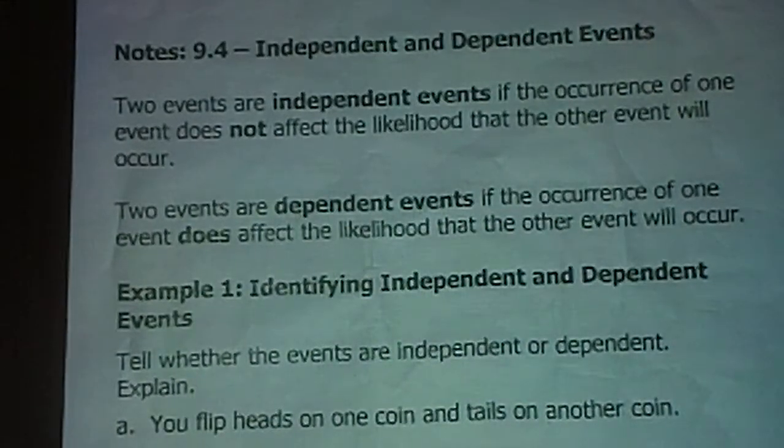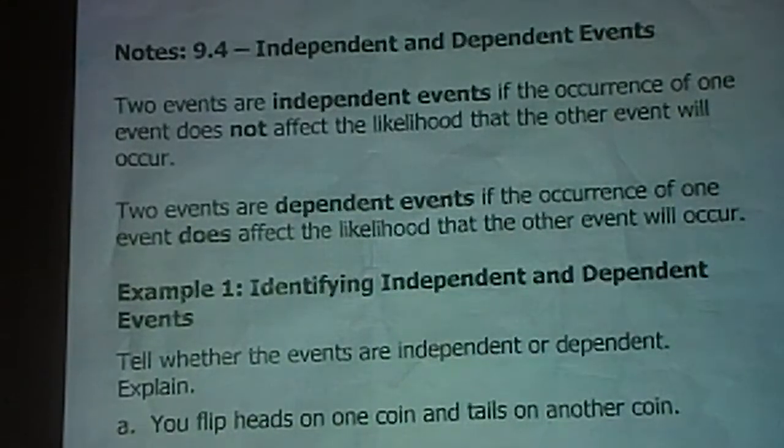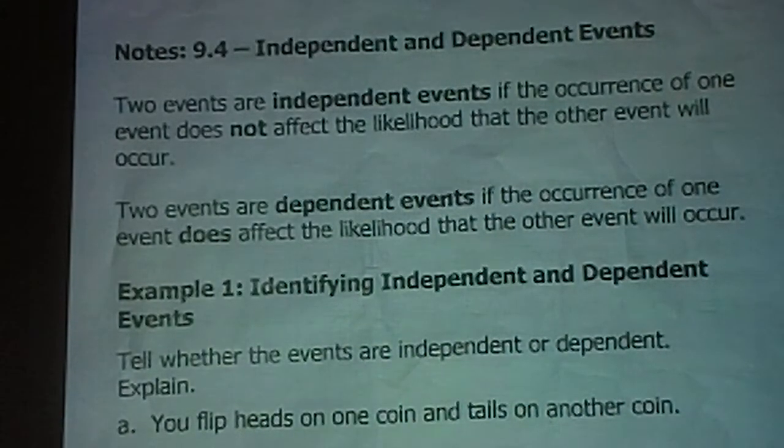Exciting, I know. It's lesson 9.4 on independent and dependent events. If you're following along in your book, we're on pages 406 to 408. It's a lengthy lesson. All right, let's get to it.